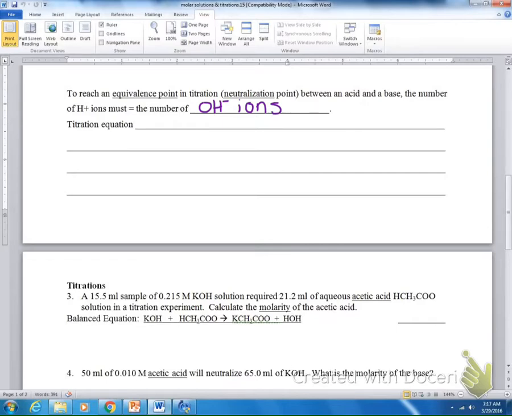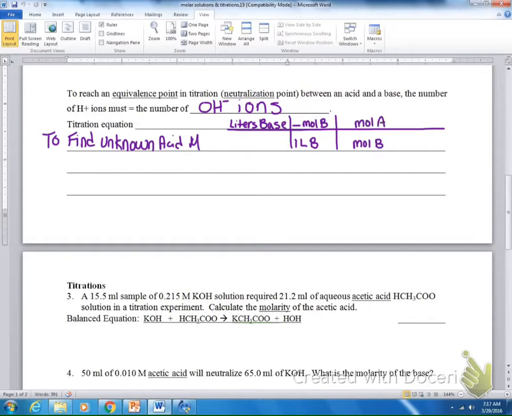Let's remember our titration equations and the T-chart, so we'll rewrite those out. To find the unknown acid molarity, we're going to take the liters of our base, multiply by the molarity of our base, and leave liters of acid on the bottom. Just a reminder, that first section is the molarity of the base, and the second section is molarity. Go ahead and pause the video so you can rewrite that T-chart onto your notes here.